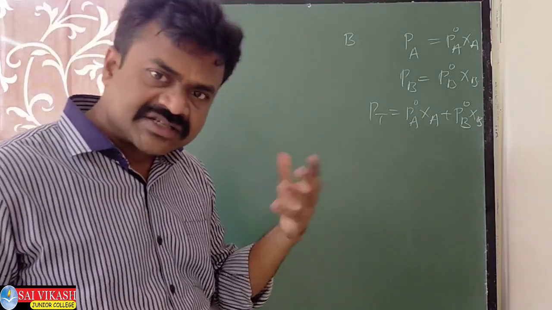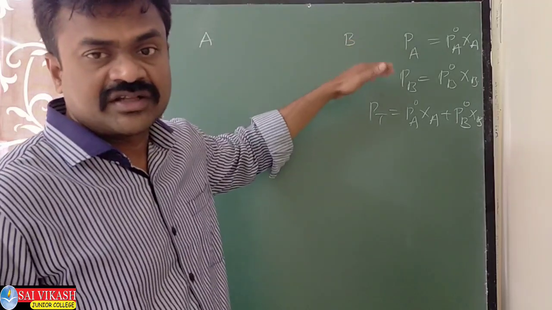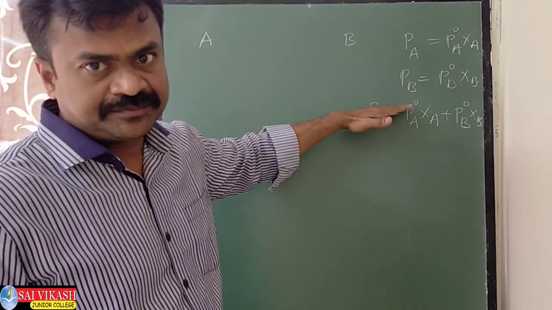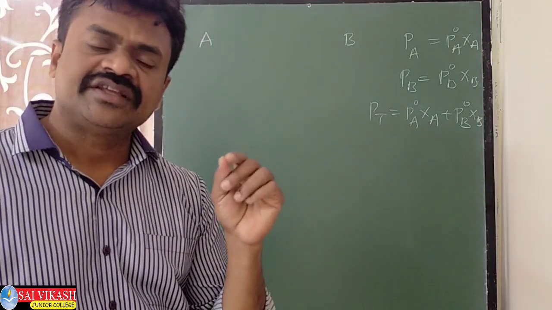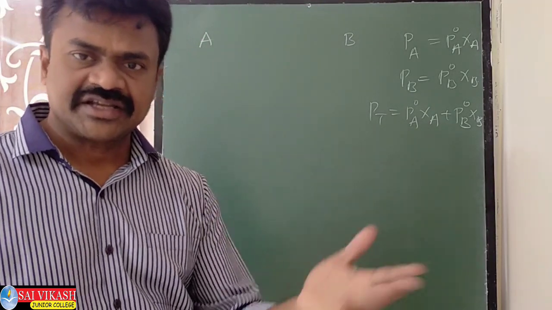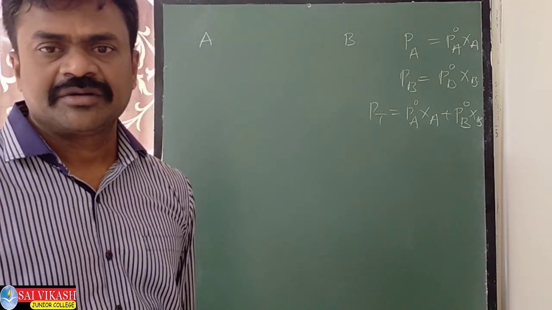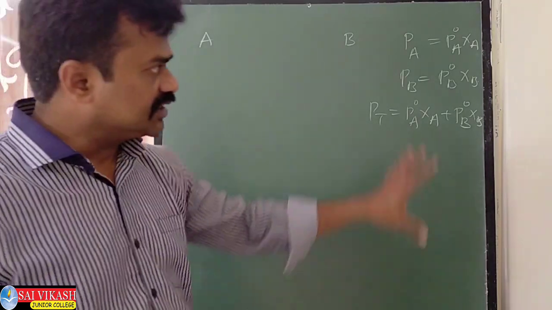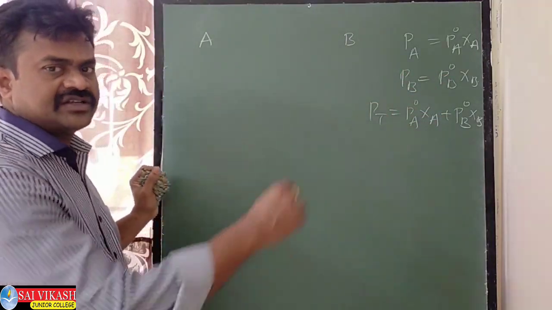The vapor pressure in the solution for component A is PA and for component B is PB. And we have XA, the mole fraction of A in the solution, and XB, the mole fraction of B in the solution. Like that we got it. Now the same concept I am explaining in the graph also.